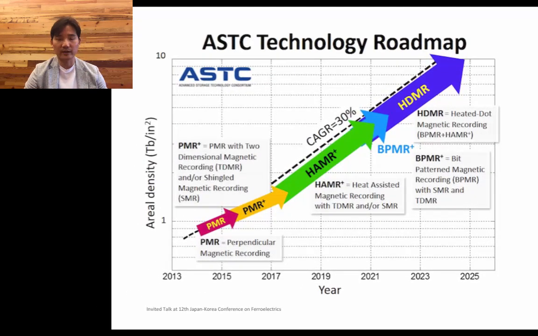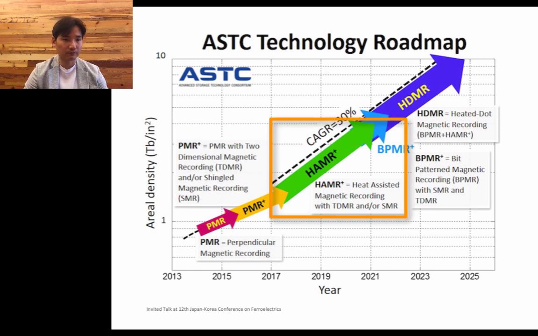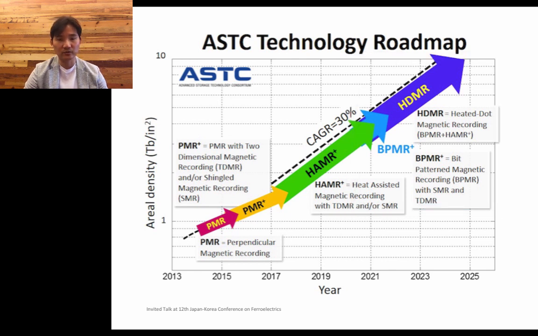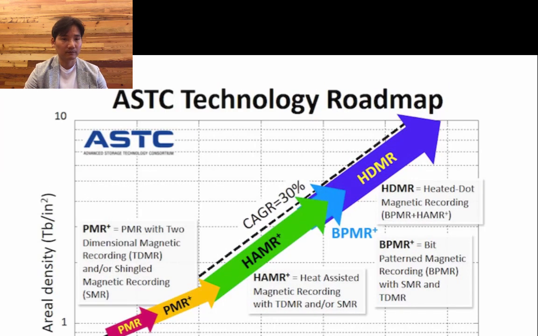Now, as you can see from the ASTC technology roadmap, people in the hard disk drive industry see heat-assisted magnetic recording as the next future technology, as well as heated dot magnetic recording, which is the combination of patterned media and HAMR being the next big thing. And you can see the highest density foreseen by those technologies, 10 terabit per square inch.